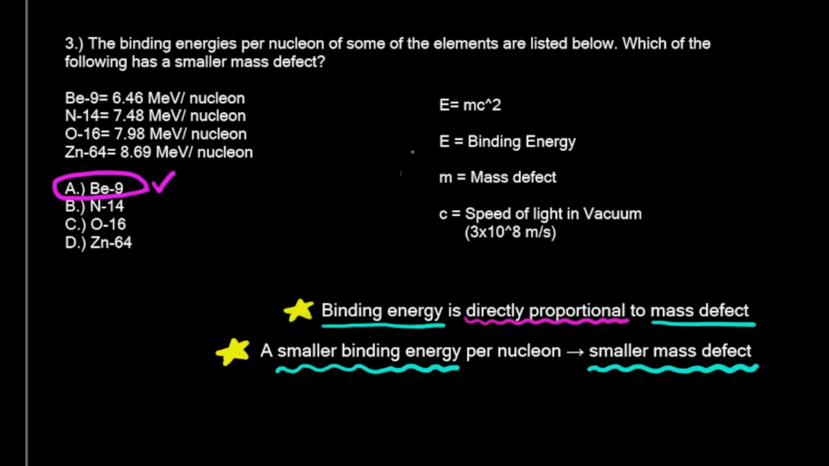Binding energy and mass defect are related to one another by the formula E equals mc squared. Binding energy and mass defect are directly proportional to one another. This question is looking for the atomic nuclei with the smallest mass defect. An element with a smaller mass defect would need to have a smaller binding energy per nucleon. So the smallest binding energy per nucleon out of all the options that are listed is BE9. So that is answer choice A. So answer choice A is the correct answer.